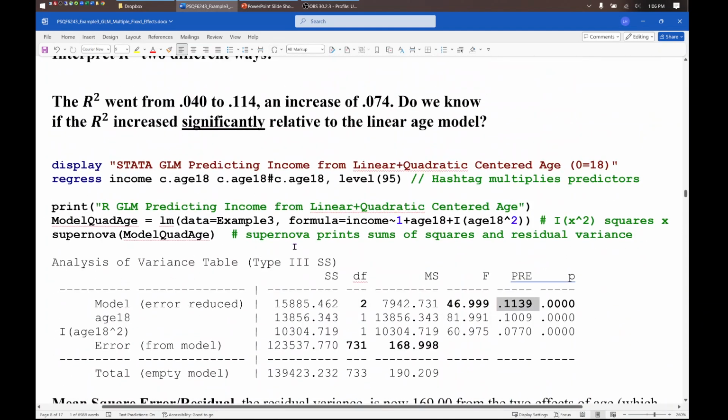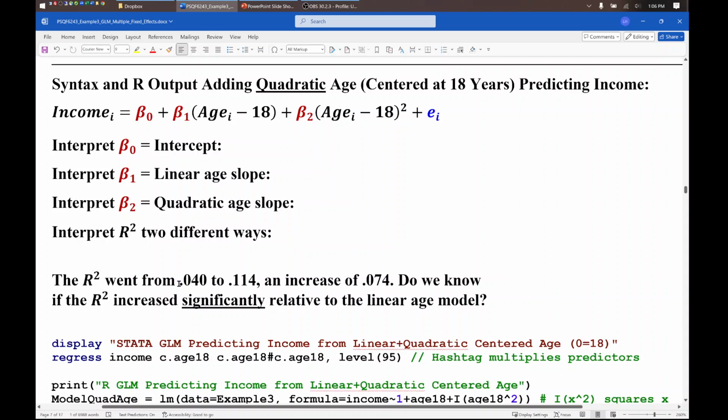Now, last question. The R-square was 0.04 from the linear age model, and it has increased to 0.114. That's a net increase of 0.07. So that is the change in the R-square between these models, in which the linear model is nested within the quadratic, meaning it's a subset. Saying this more concretely, we first had a model that had these two fixed effects in it, and that model had an R-square of 0.04. After we added this new term, the R-square increased by 0.074 up to 0.114.